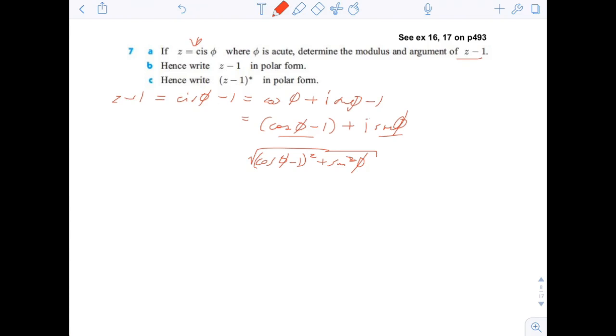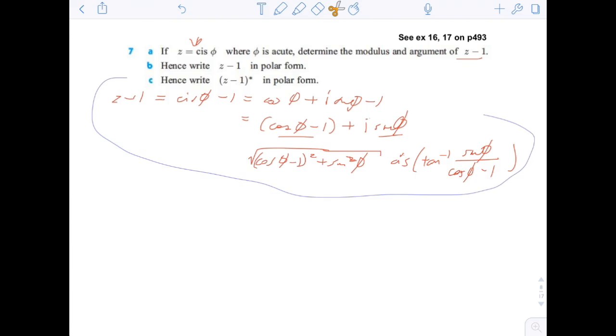And that would be, oops. And that's right? Yeah. That is equal to the modulus. And then the argument would be the inverse tangent of sine phi divided by cosine phi minus 1. So that's not a very nice answer.